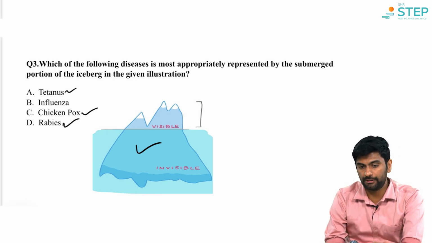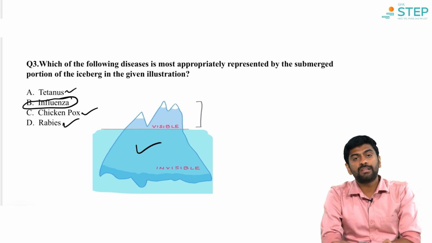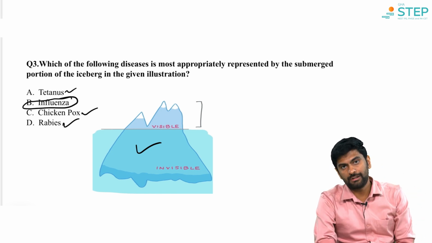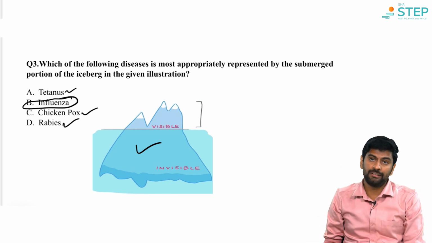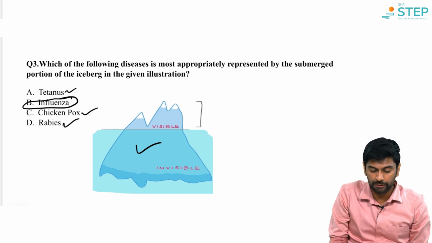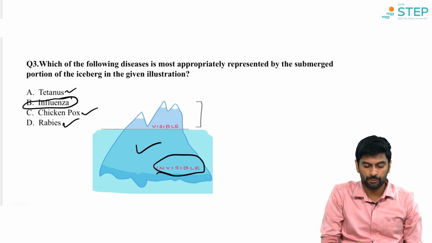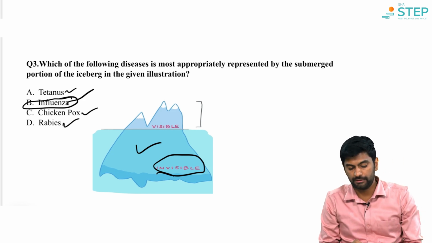have asymptomatic varicella. So influenza, there are so many subclinical cases of influenza where they can still spread the illnesses, but at the same time they are not clinically apparent. So they would fall under the invisible part of the submerged portion of the iceberg. So influenza would be the right answer in this case.